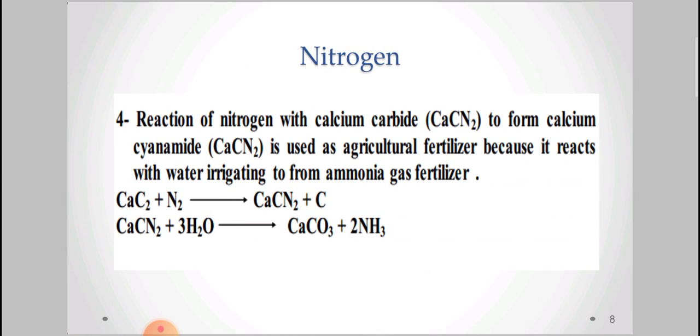Reaction of nitrogen with calcium carbide, CaC2, gives calcium cyanamide, CaCN2, plus C. CaCN2 plus water gives CaCO3 plus 2NH3. So it is used as an agricultural fertilizer because it reacts with irrigation water to form ammonia gas.